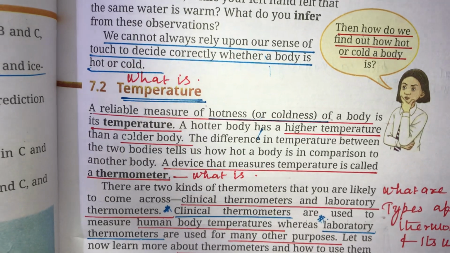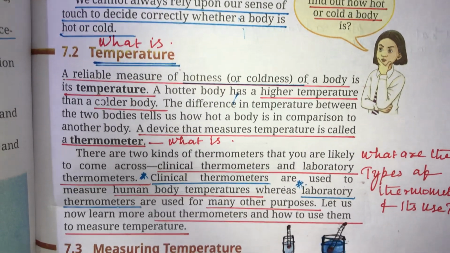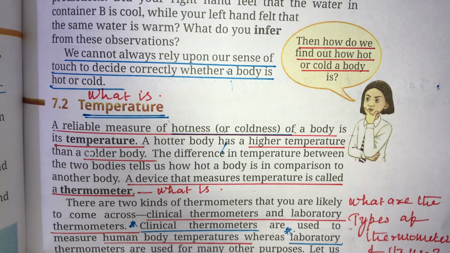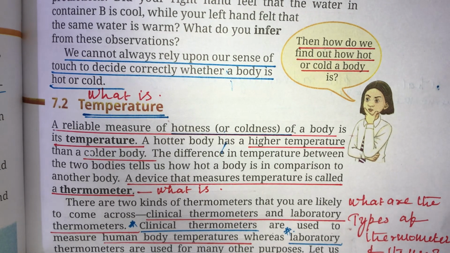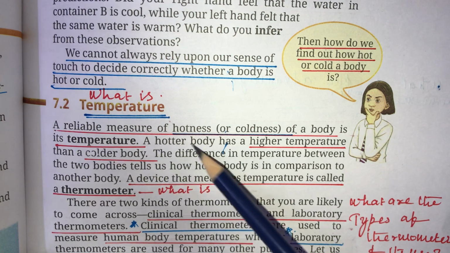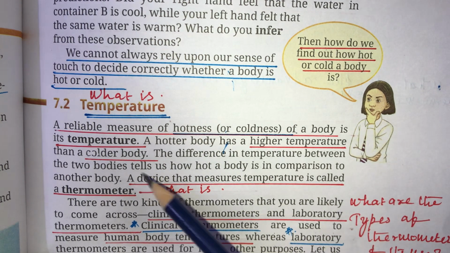Next we are going to see what is temperature, what is a thermometer, and what are the different types of thermometer. Instead of sensing or touching and feeling the hotness or coldness of a body or any object, the measurement called temperature is given. So what is temperature? Temperature is a reliable measure of hotness or coldness of a body.